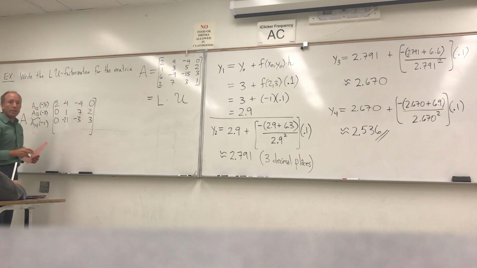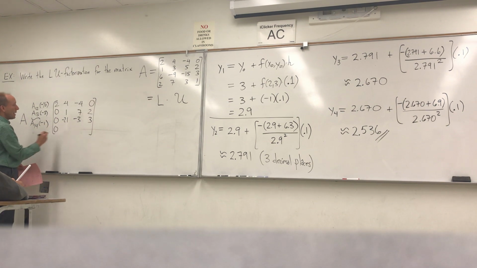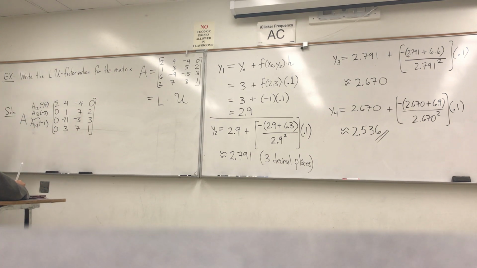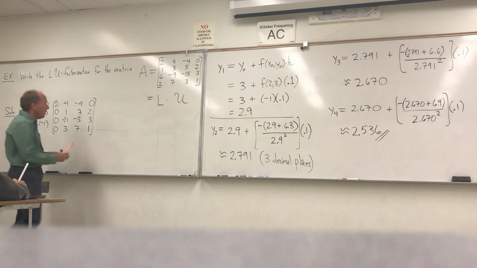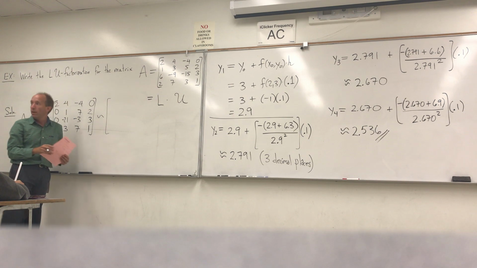Is everybody with me on this? Stop me if I'm going too fast. I'm just doing all these EROs. And I'm going to take the negative of the first row and add it to the last row. So 0, 3, 7, and 1. Okay? So far, does that look okay? Okay, we're going to keep track of these numbers here. We're not going to use them quite yet. What we're looking for here is the triangular form.